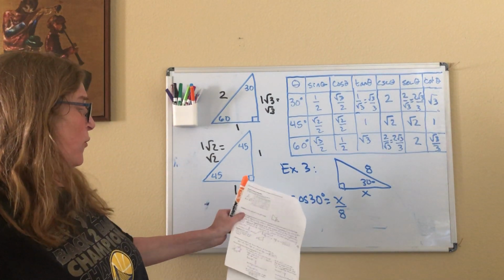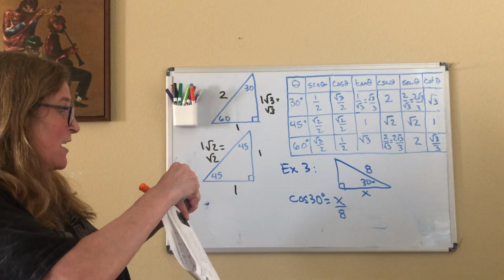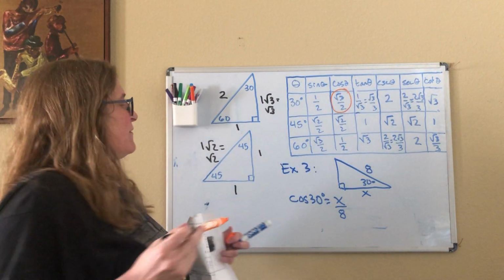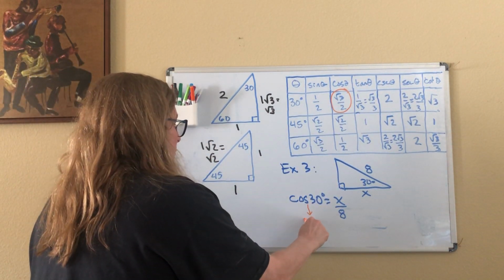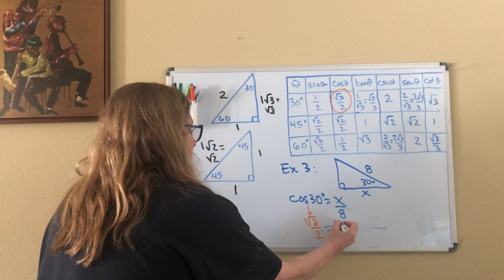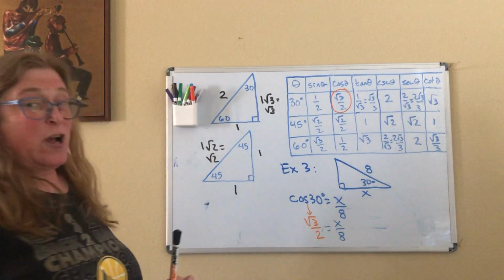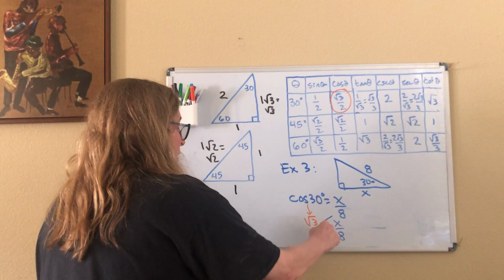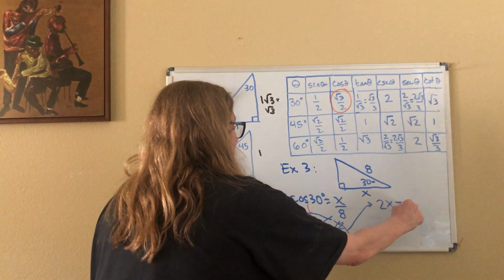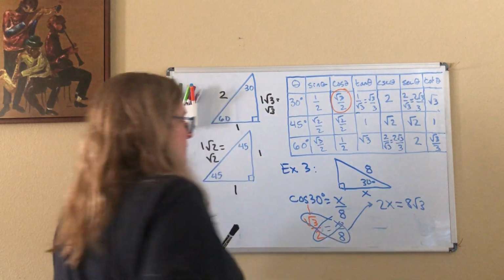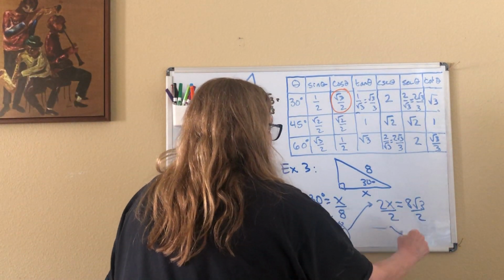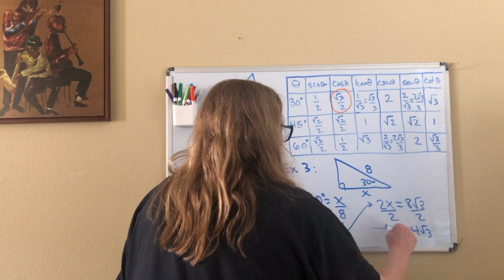Now the cool thing is, we don't even need to use our calculator on this one because we can look at the table. What's the cosine of 30? Well, there it is. So I'm going to say the square root of 3 over 2 is equal to x over 8. And then we all know from our last unit, we can cross multiply. If I do that, I get 2x equals 8 square root 3. To get x, the last thing I'm going to do is divide by 2. So I get x equals 4 root 3.